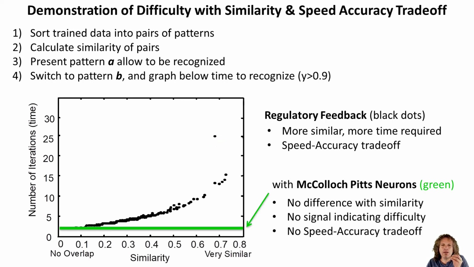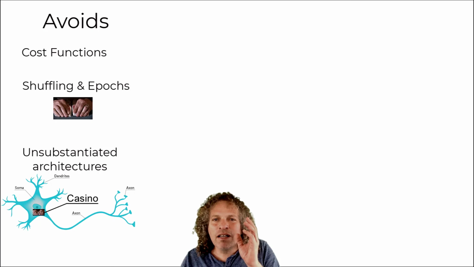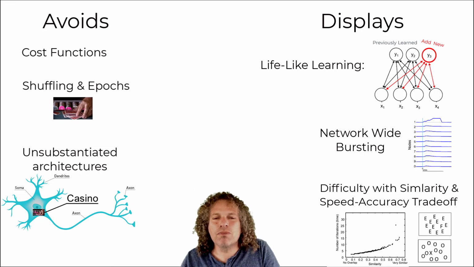And if you did this with McCulloch-Pitts neurons, you would not get a difference with similarity. It takes the same amount of time because you multiply the inputs times the weights. So you don't have speed accuracy trade-off. You would have to build additional mechanisms to try to emulate difficulty with similarity and speed accuracy trade-off beyond the native model, in addition to cost functions and shuffling. Thus, not only does regulatory feedback avoid modeling complications, it natively shows multiple phenomena that McCulloch-Pitts neural networks do not. So this is a very promising approach forward towards understanding the brain.